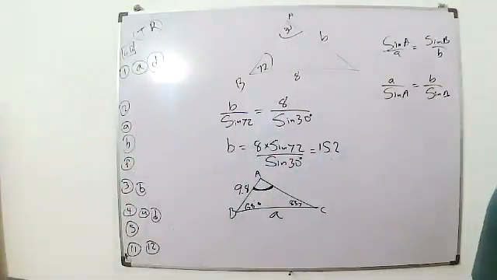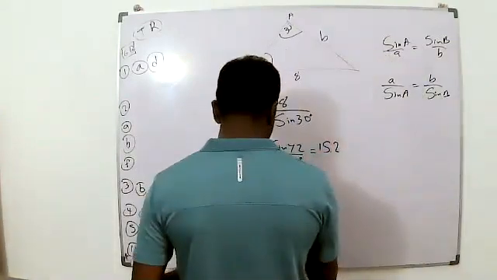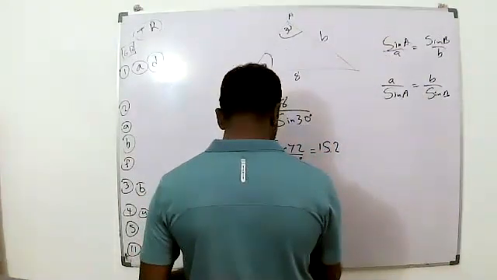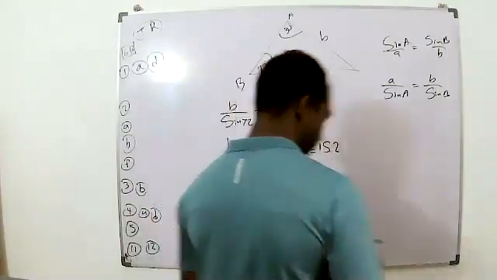How much is it going to be? So 180 subtract 68.4 plus 83.7. How much are we going to get? 27.9, no? So angle A is 27.9 degrees.